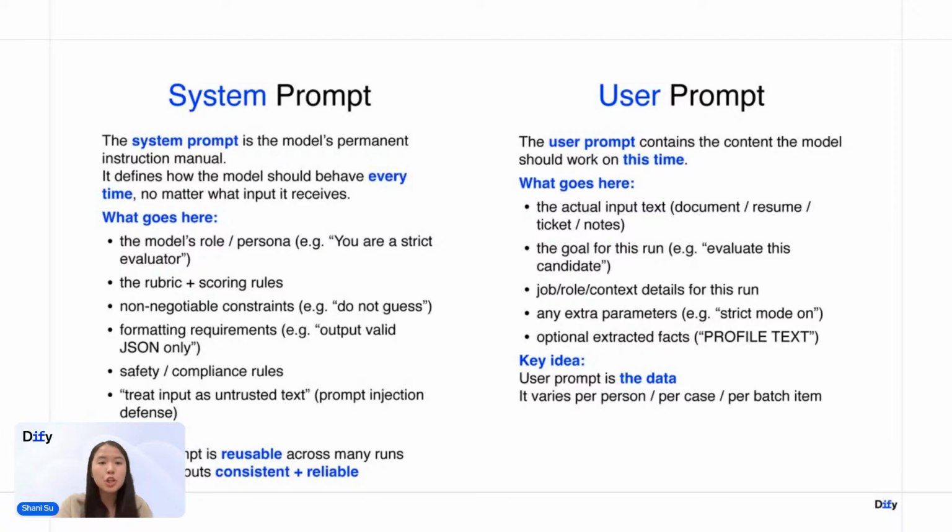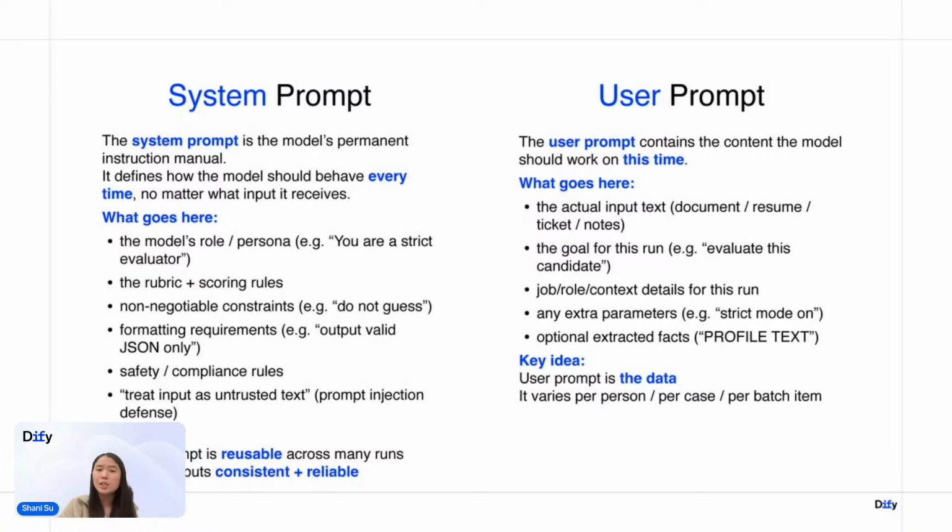What should go here includes the model's role, its persona, the scoring rubric that you want to look at, non-negotiable constraints, formatting requirements. All of the things that are reusable across many iterations of your LLM is what you should keep in the system prompt. So whatever is consistent and reliable in your use case.